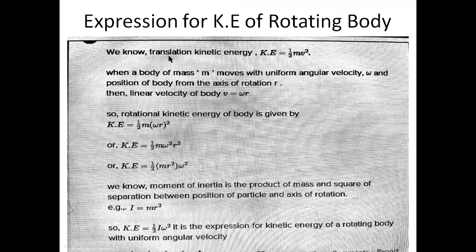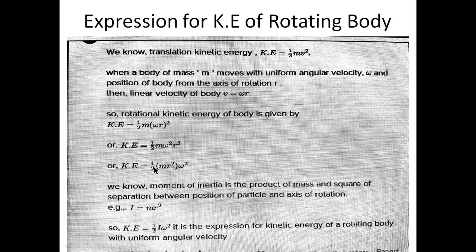First, we will see the expression for kinetic energy of a rotating body. We know that the translational kinetic energy is half mv square. When a body of mass m moves with uniform angular velocity omega, and its position from the axis of rotation is r, then the linear velocity v is equal to omega into r. So the rotational kinetic energy of the body is given by kinetic energy equals half m r omega square, where v is replaced by omega r.